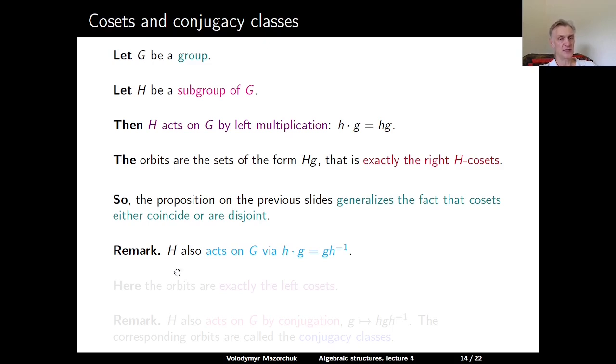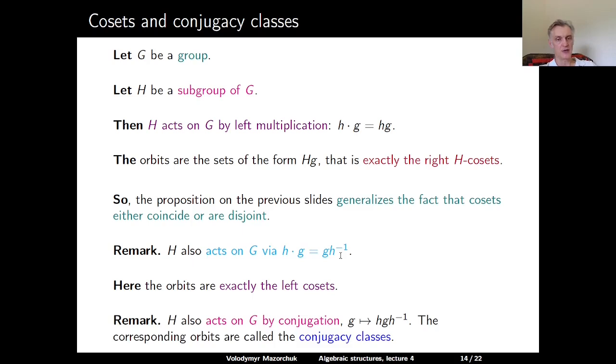Also, one can note that H acts on G by right multiplication, but now we should take the multiplication with the inverse of h. And then the orbits of this action will be exactly the left cosets. So we can also obtain left cosets by a similar construction. And of course we also have the conjugation action of H on G where an element little g is sent to hgh inverse, where h is an element in H. And if H is equal to G, then the corresponding orbits are called the conjugacy classes.